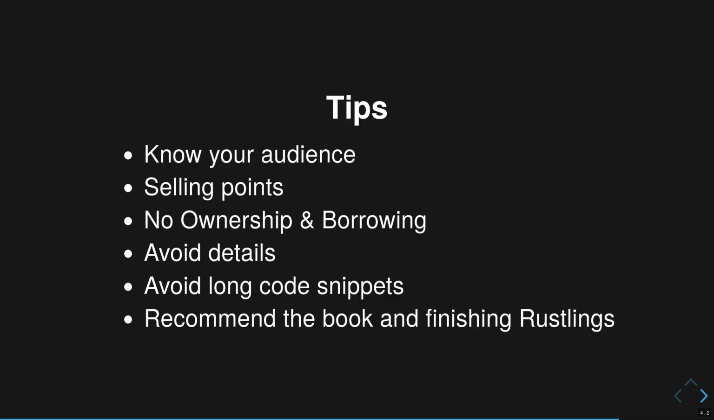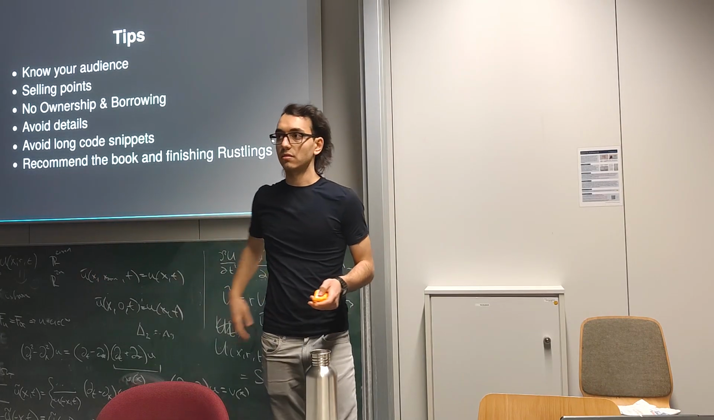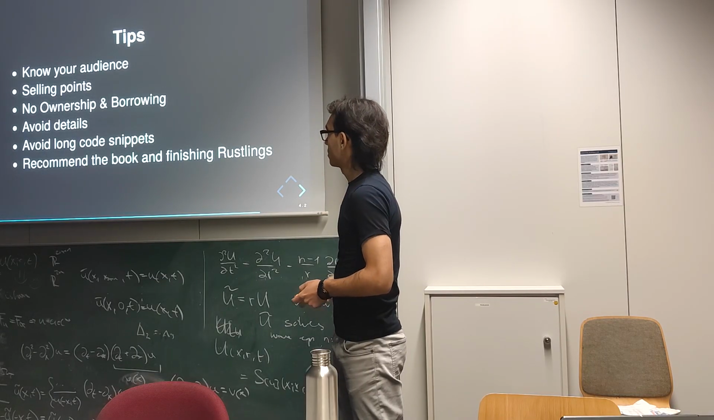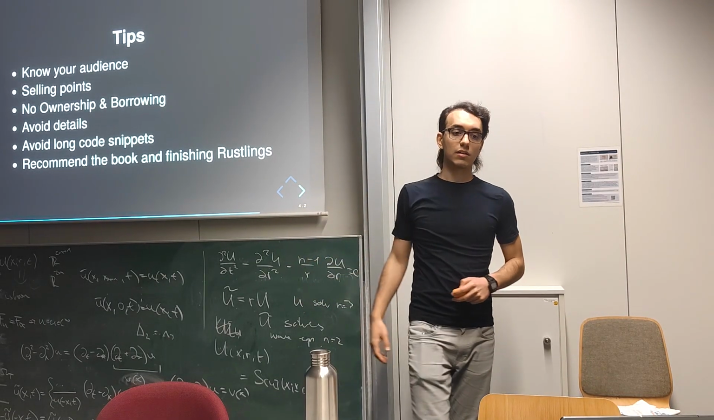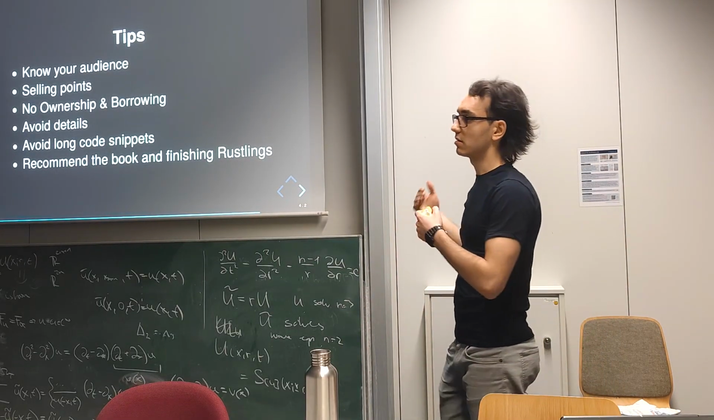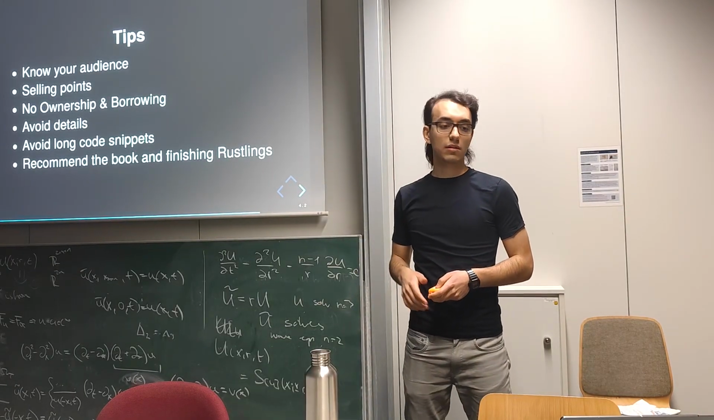And as I said, avoid details. You are just giving a first impression of the language, and it's not really important to talk about how things are done in the background. So keep it simple, and also keep your code snippets short. Otherwise, people get lost. At the end, recommend the book, and if you are using Rustlings, recommend finishing Rustlings. So again, that's the feedback that I got at the end of the workshop in the Congress.